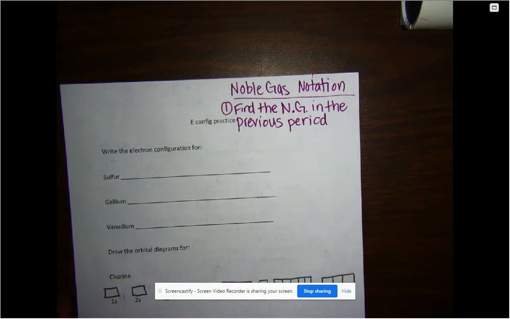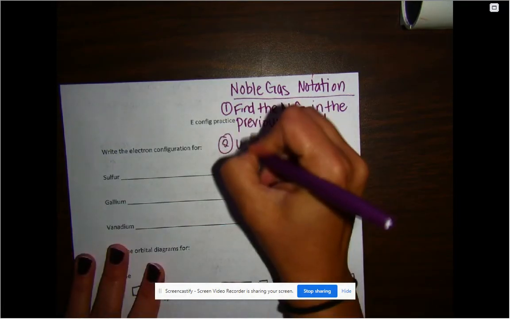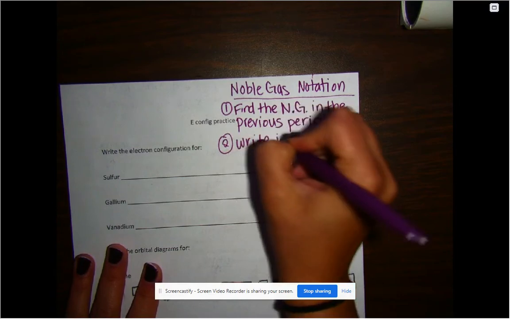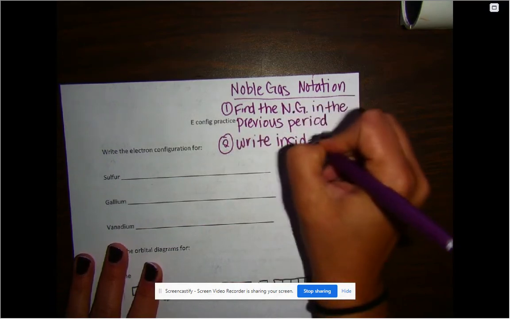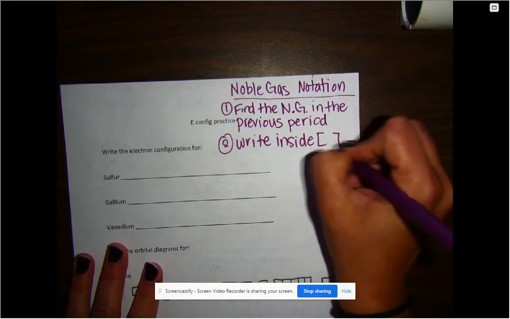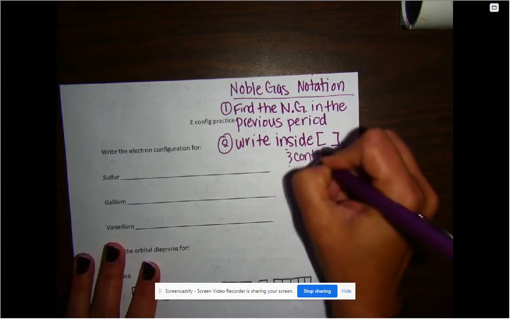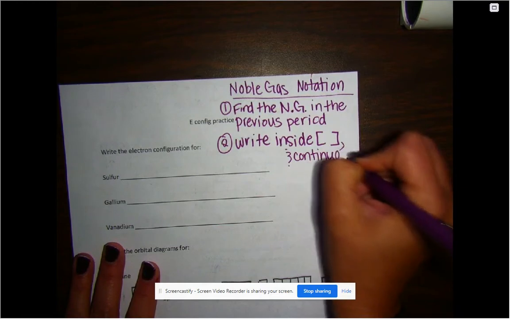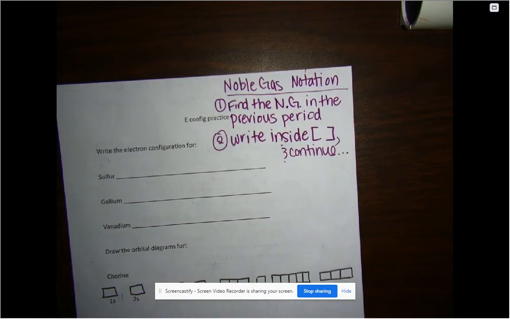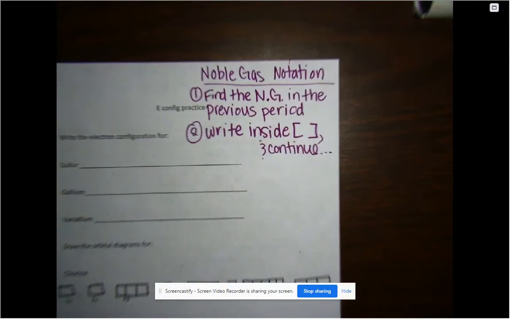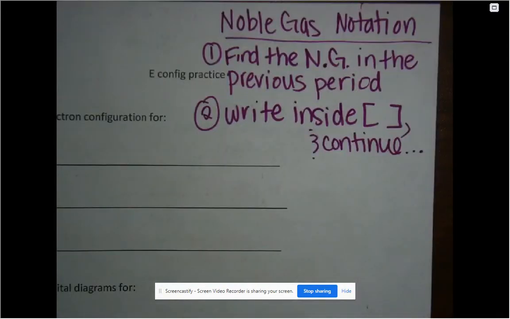Okay. You're going to write this inside brackets, and continue. All right? So write inside brackets and then continue. So for our first one, we're going to deal with sulfur. We're going to write the normal electron configuration just as a warm-up for your brain.